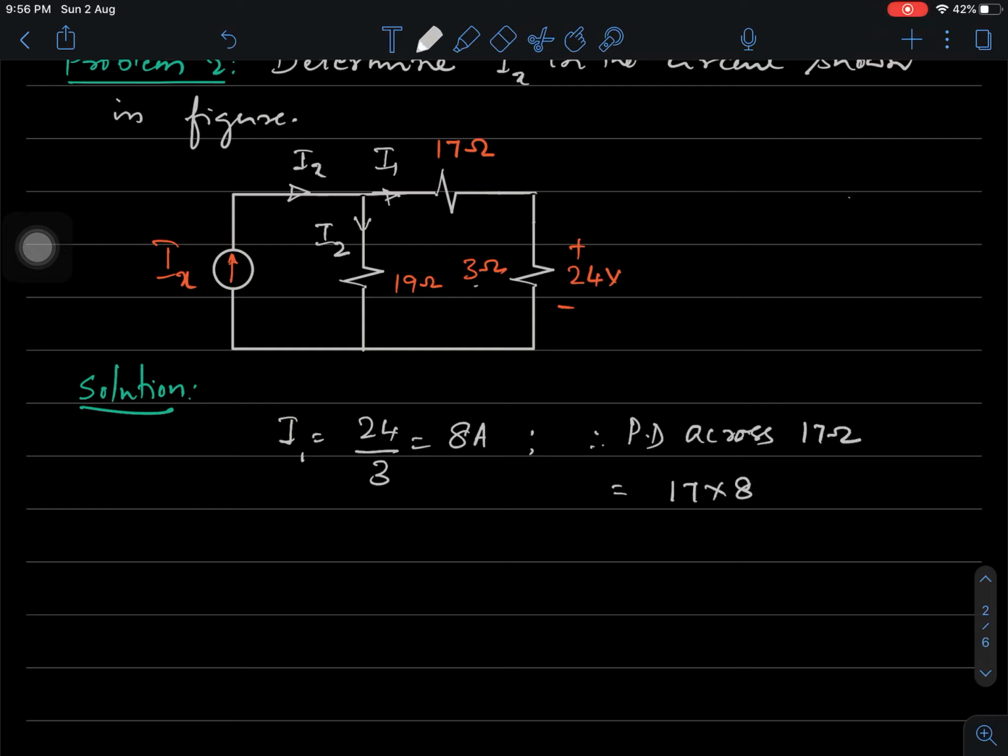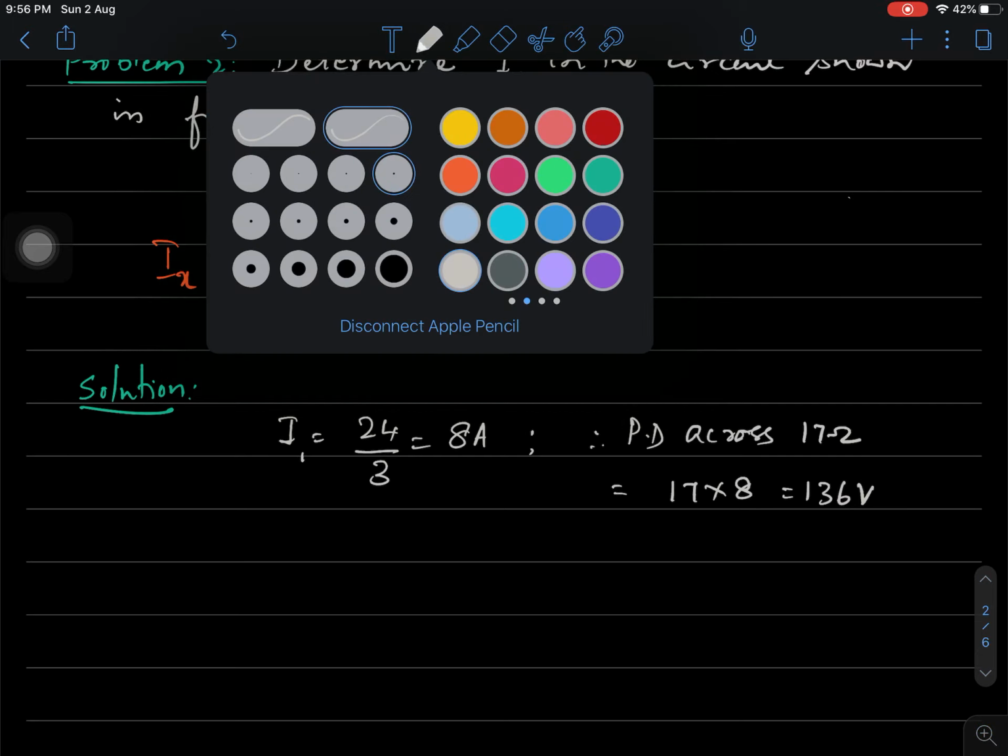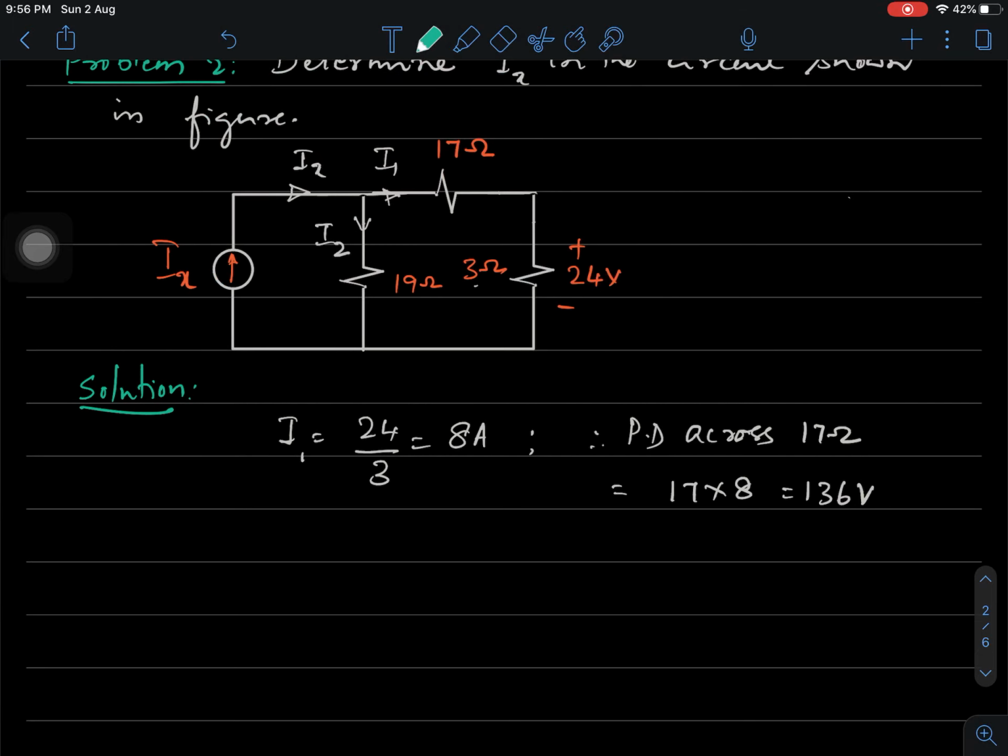Okay, it is very simple. 17 ohms of resistance carrying 8 amperes of current will give us 136 volts potential difference. So what we mean is this potential difference is 136 volts. This is my A, this is my B.